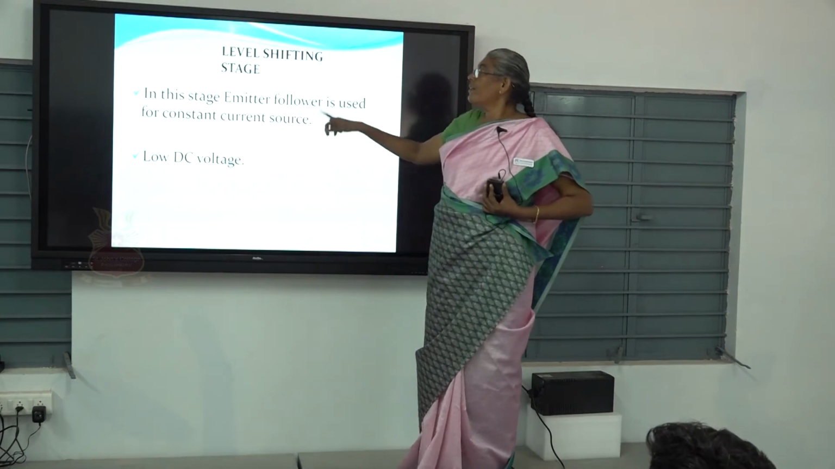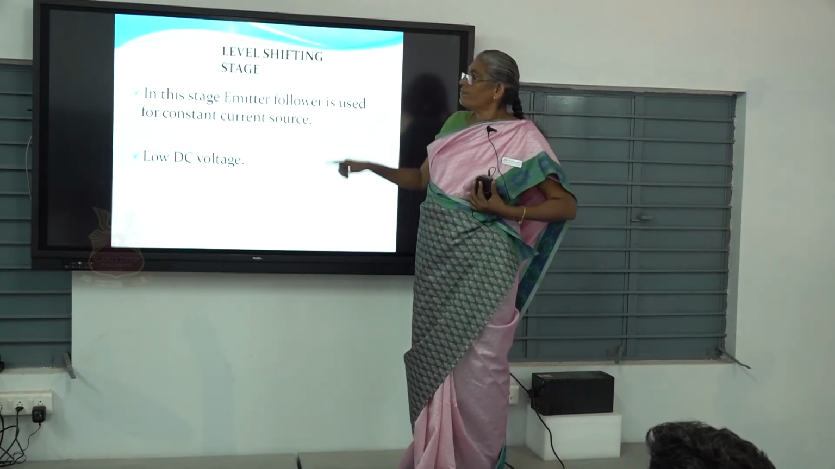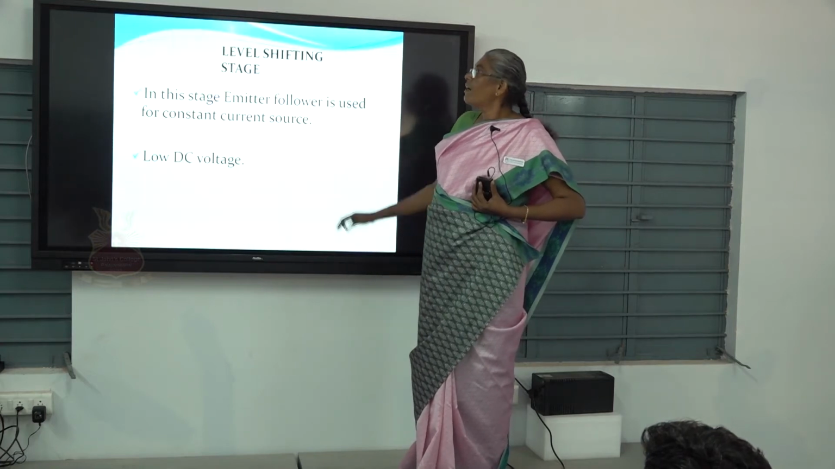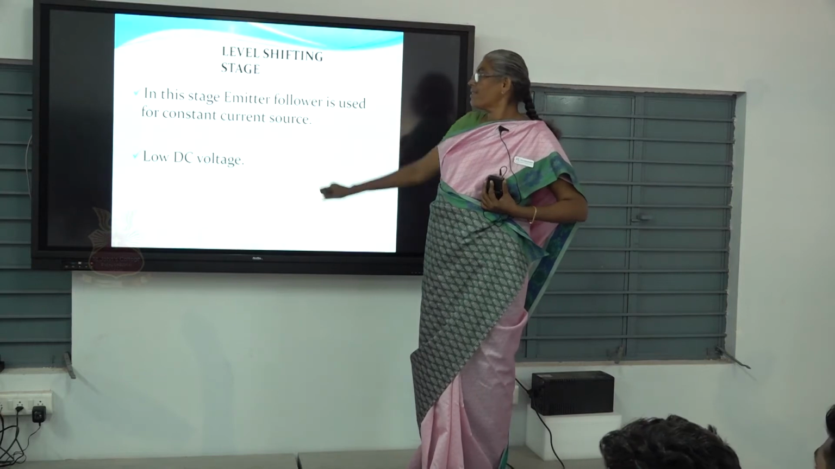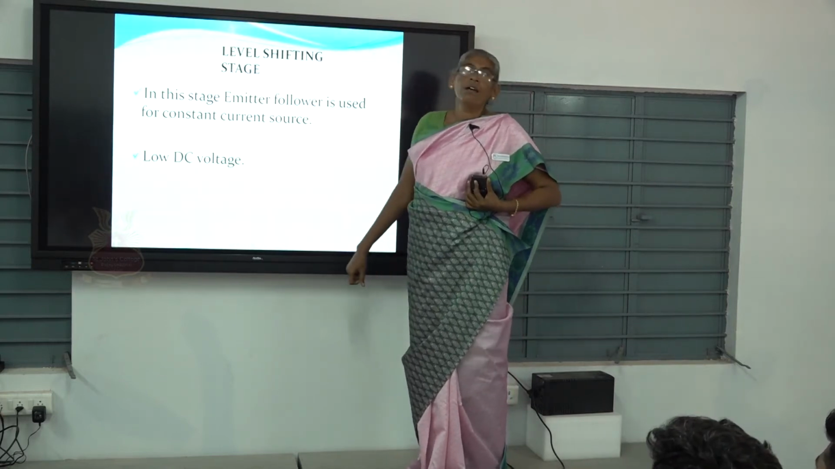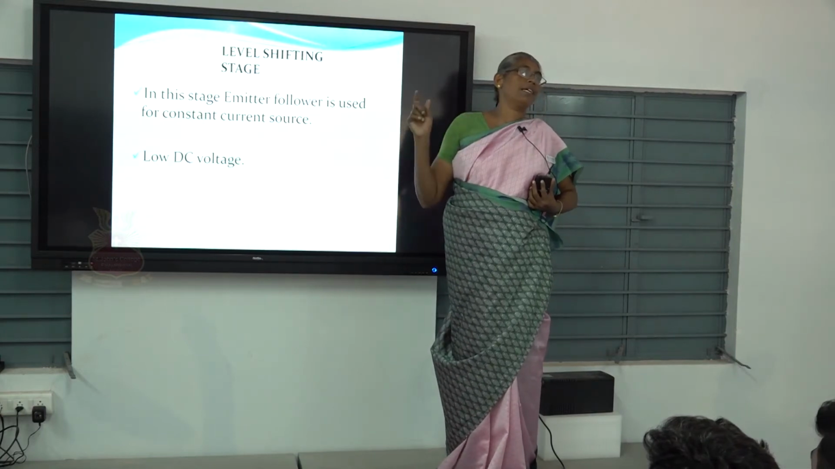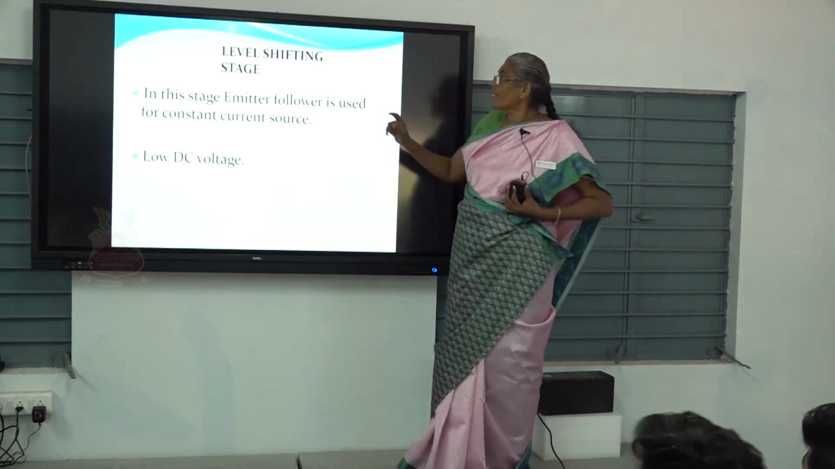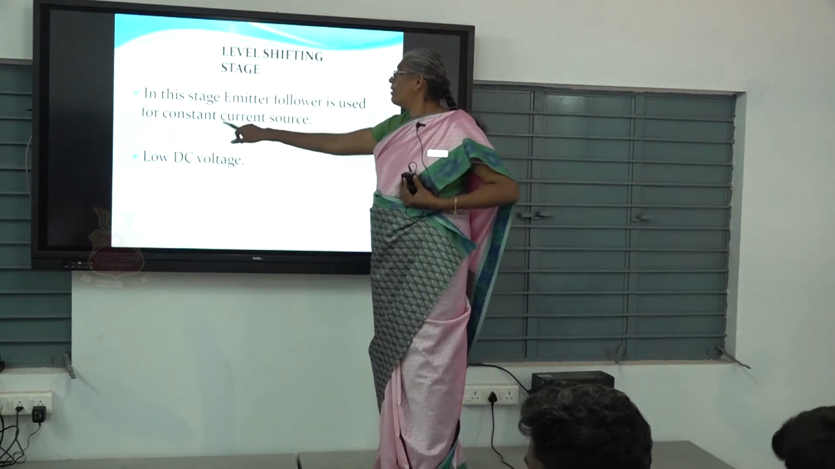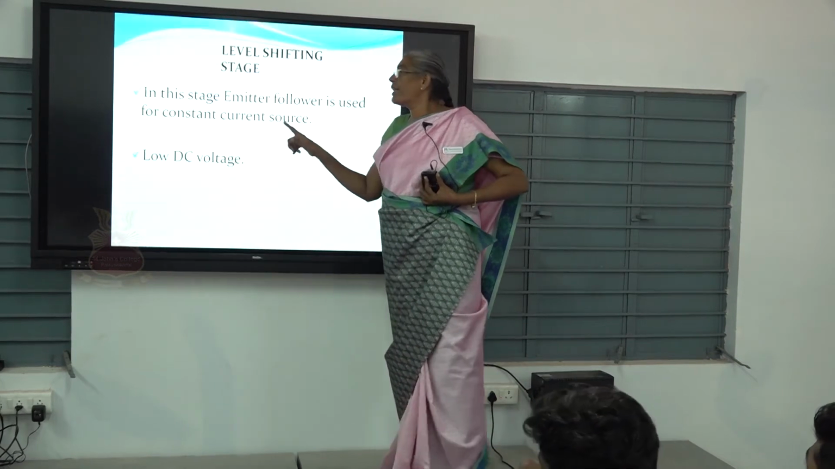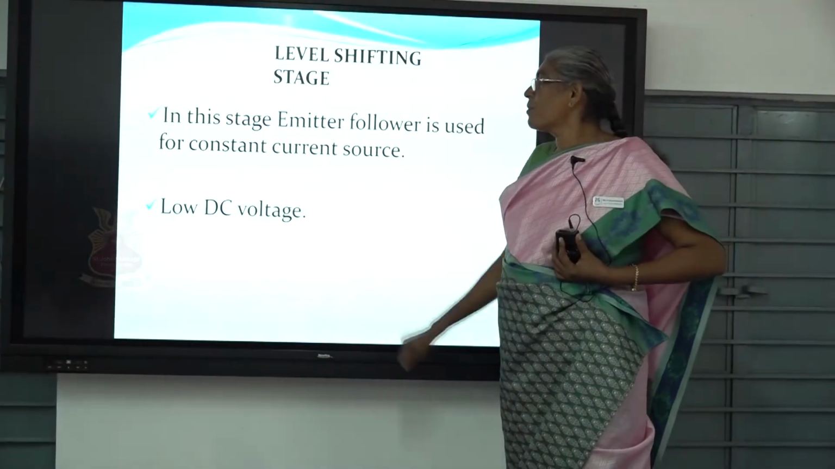Level shifting or emitter follower stage. In this stage, the emitter follower is used for constant current source. In the level shifting stage, we also use the level translator. The level translator is used for constant current source.